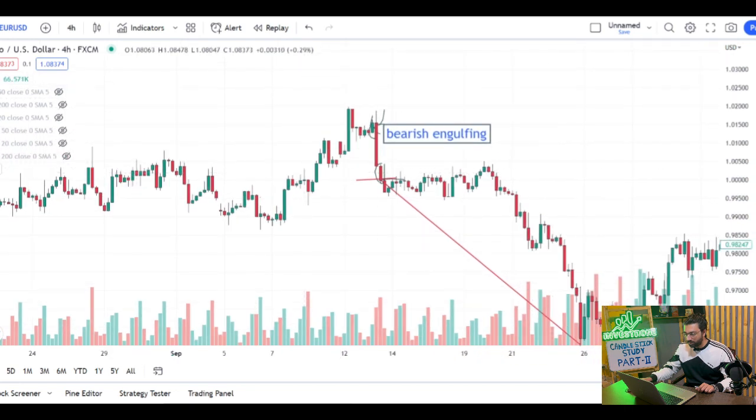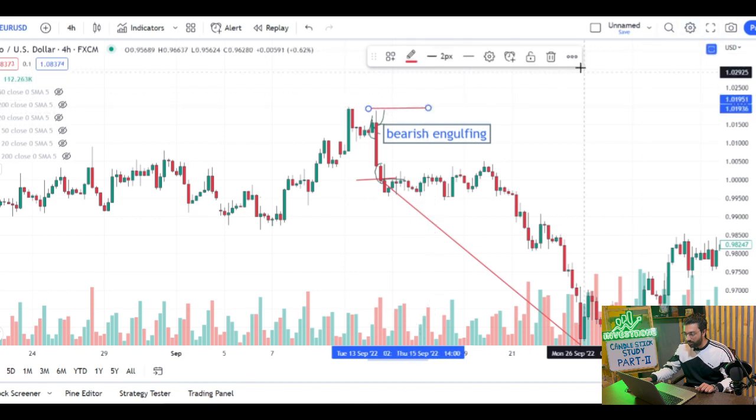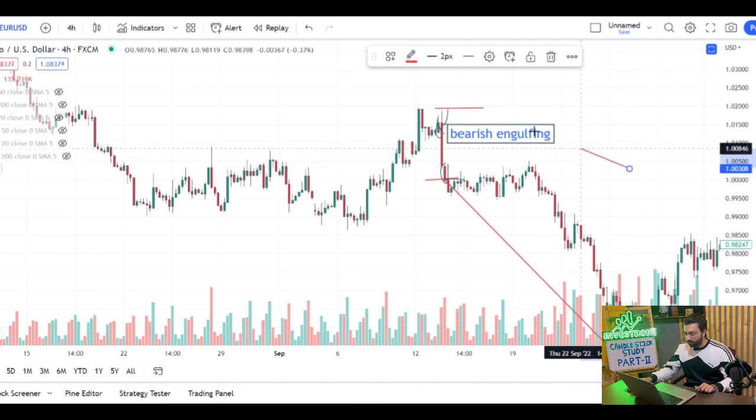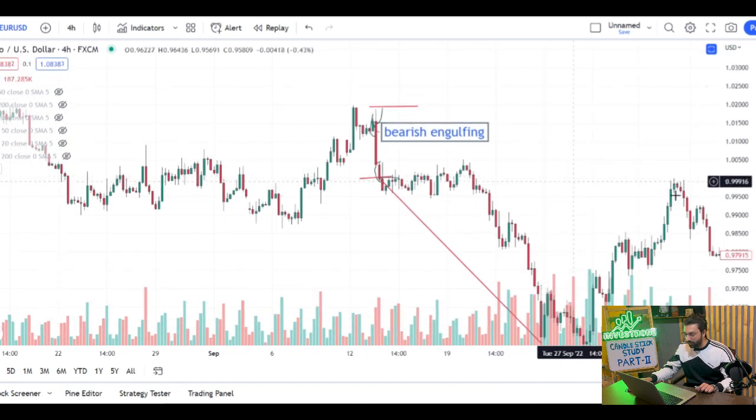And you can set your stop loss here at the high of this candle. You will set your stop loss. So that was an example of bearish engulfing candle.